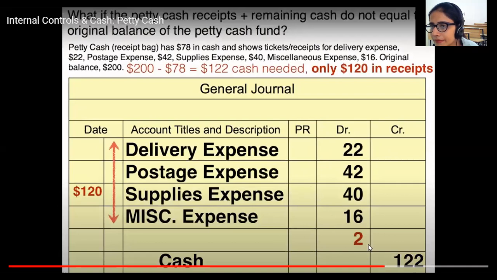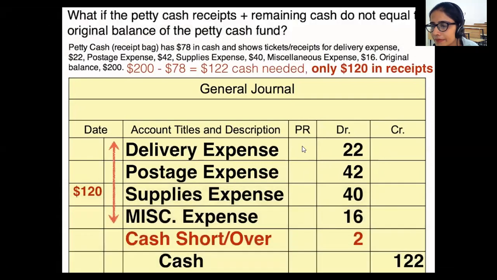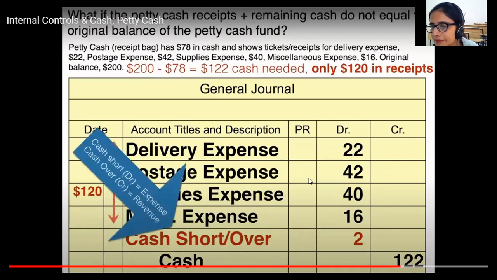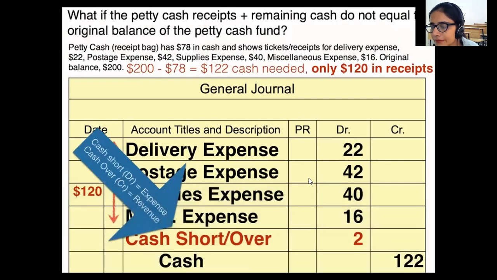And this is called cash short and over. It can be a debit or a credit to cash short and over. In this particular instance, we need a debit. What happens here is it acts like an expense. Our bag was short. So if you have a balance in your cash short and over account at the end of the period, and it's a debit balance, then that's going to act like an expense on the income statement. If your cash short and over has a credit balance, it's going to act like a revenue.